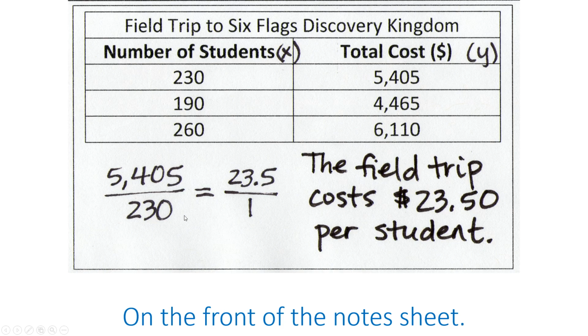5,405 divided by 230 will be 23.5. What that means, our y value is the total cost. So the field trip costs $23.50. You need to add a 0 because this is money, and it's $23.50 per student because our x is the number of students. So also please make sure you highlight the front of your note sheet. Any of these examples, you could highlight these numbers, where they come from. You could add in that we divided by 230 to get this. So just make sure you're adding something to your notes on the front.